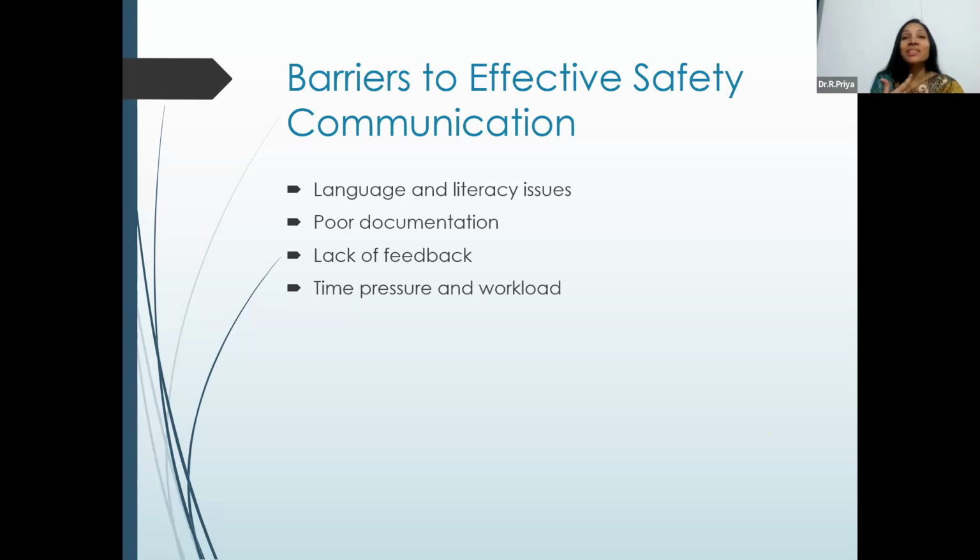So the supervisors need to give that much space to our subordinates to freely share their feedback. Otherwise, the lack of feedback is also one of the major barriers. Then time pressure and workload. High production targets and tight deadlines often lead to skipping the safety briefing or ignoring safety procedures. So these pressures reduce the attention to safety communications. Example, during emergency repair work, the engineers may rush the task without proper safety communications, increasing the risk of accident. So overcoming these barriers is essential for ensuring that the safety communication is clear, effective and actionable.